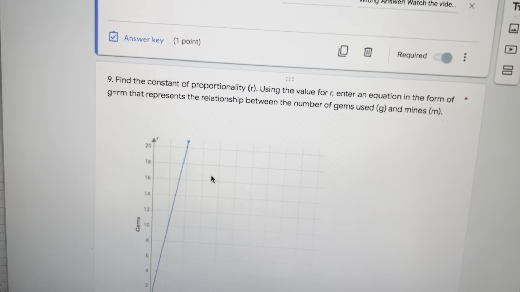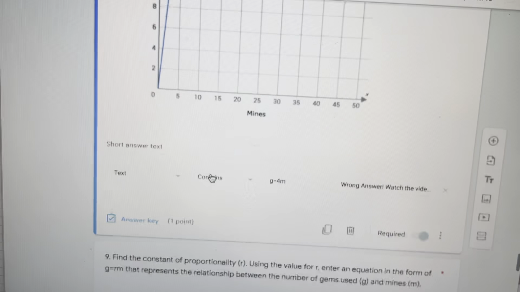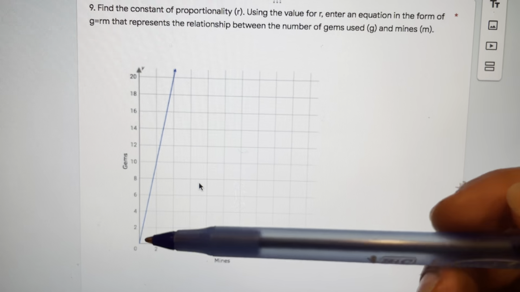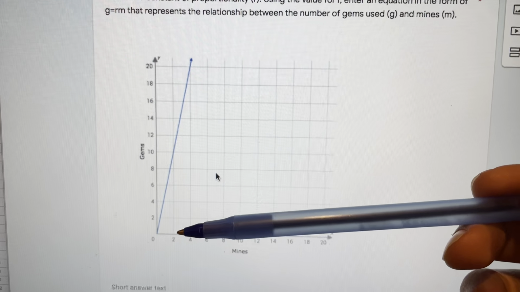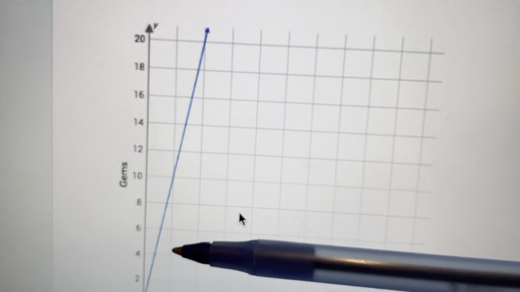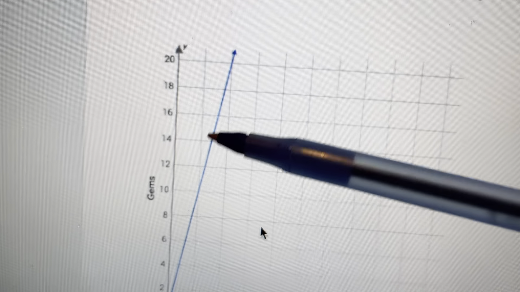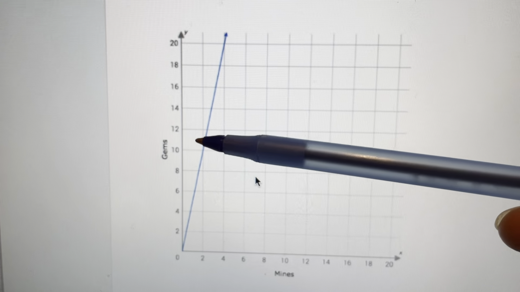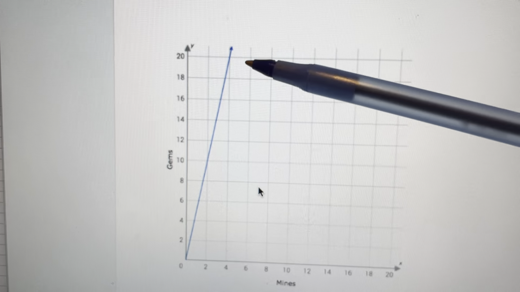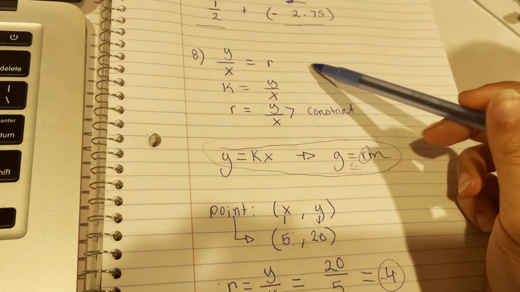Okay, so for number 9, it is literally almost the same thing. Watching this video will help, but just so you know, remember that it's the same equation, G equals Rm, and we have to find a point on the line. So if we look right here, there's 1 point and there's 2 points. You could choose whichever point you want, because both of these are hitting the corners of the square, right? So here you have 2, 10, and this is 4, 20. You could choose whichever point, and then you are going to follow these steps.